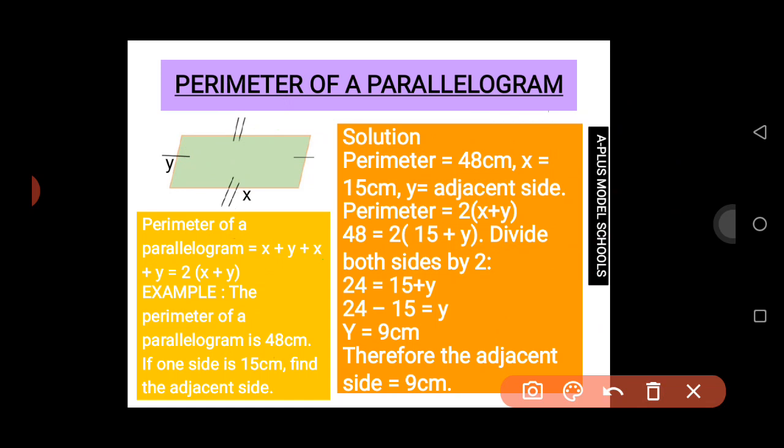Then collect the like terms here. Here I have 24. This is plus 15. Bring plus 15 to the other side. Plus 15 becomes minus 15, which is equal to y. So y is equal to 24 minus 15. That will give you 9. So it means the adjacent side will be 9 centimeters. So if this side is 15 centimeters, this side will be 9 centimeters.